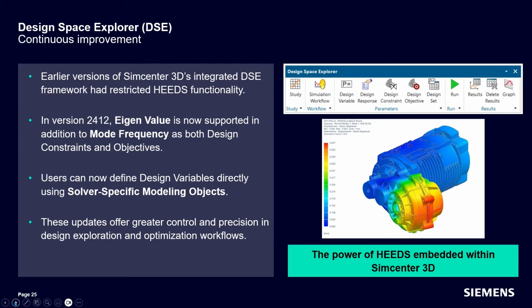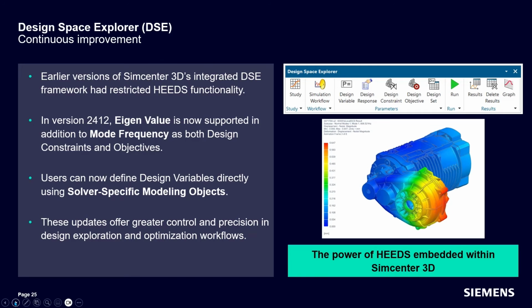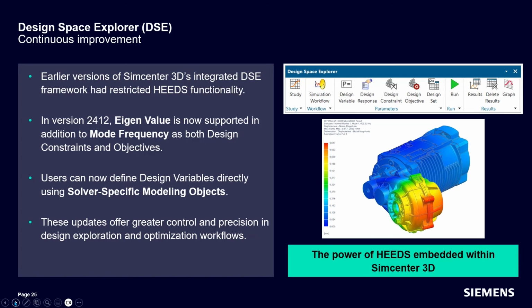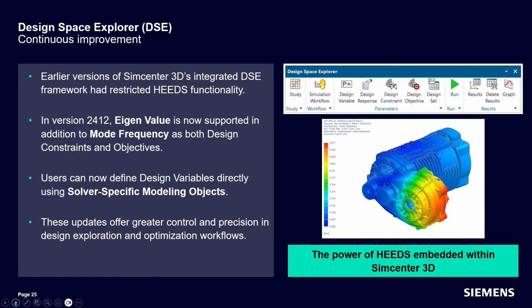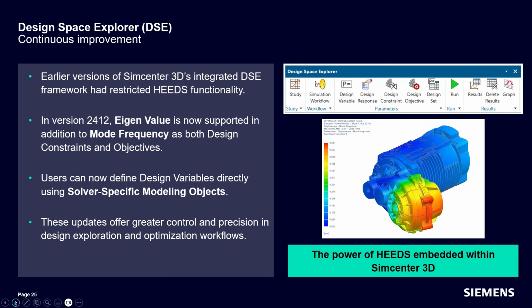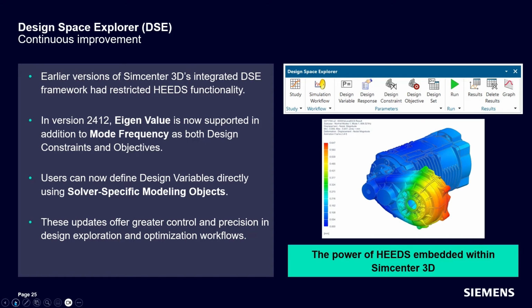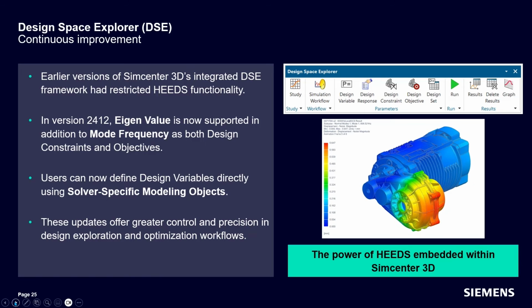The next enhancement we have is the Design Space Explorer. In the earlier versions of Simcenter 3D's integrated Design Space Explorer, it had some restricted functionalities. But now in version 24.12, eigenvalues is now supported in addition to mode frequency as both design constraints and objectives. Users can now define design variables directly using the solver specific modeling objects.